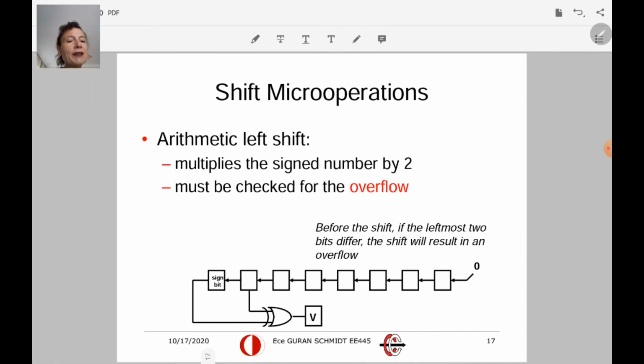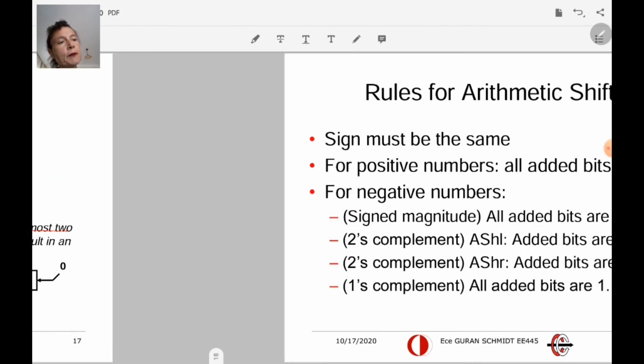If we are doing arithmetic shift left, then it is basically multiplying the number by 2. Don't forget we have a signed number, so the sign stays the same. And we should also check if the leftmost 2 bits differ, because if that's the case, then it's an overflow. I mean, by shifting left, you are increasing essentially the number, so you can go to a number which doesn't fit into the register anymore, so you can have overflow.